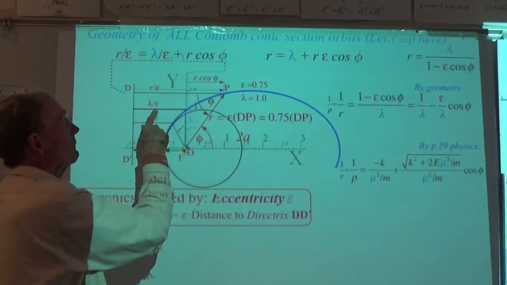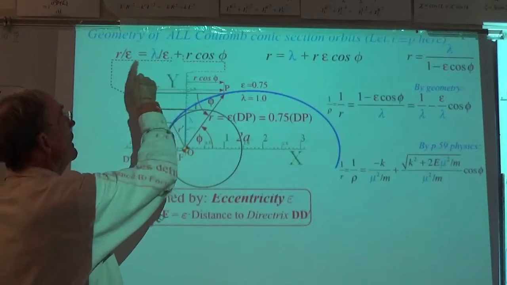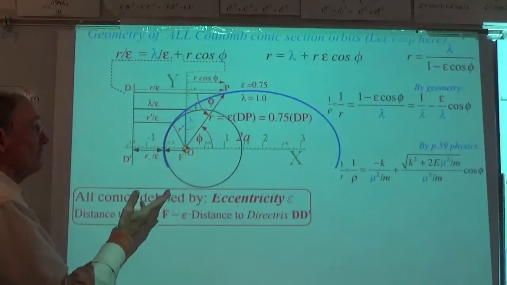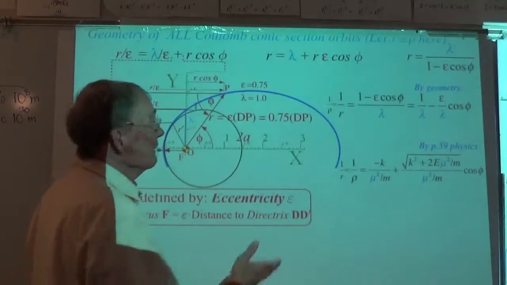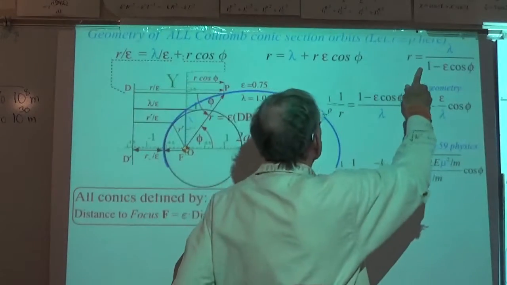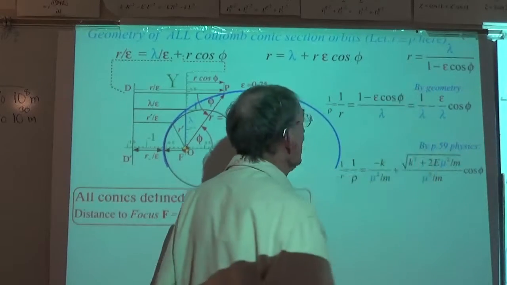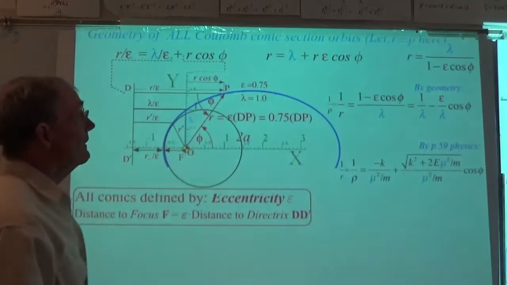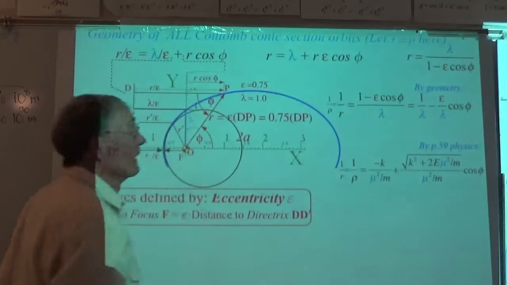It has to be lambda over epsilon, okay? So that goes right here. And now you have an equation that you can solve for r that's quite nice. And even nicer is this equation right here, where I just write the r immediately in terms of 1 minus epsilon cosine. See, there's r on both sides of the equation, so I get rid of that.